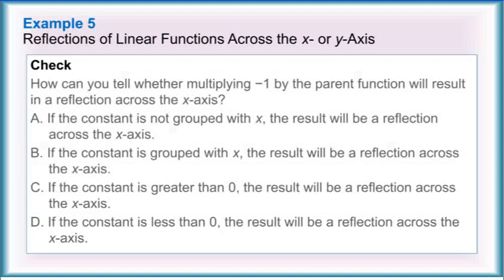Now the constant has nothing to do with the reflection part. So that one is not going to do anything with that. It's all depending if it's grouped with the x or not. So if it's reflected across the x-axis, that means it's on the outside of the parentheses. So it's affecting the y. So that means it's not grouped with the x. So that would be letter A.